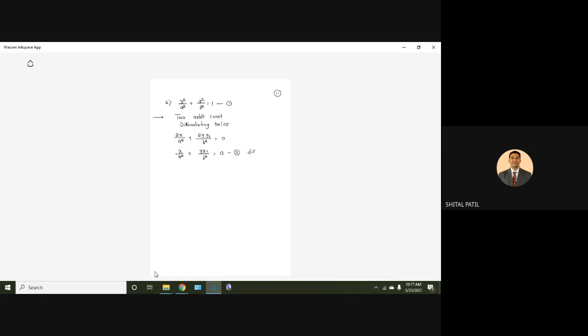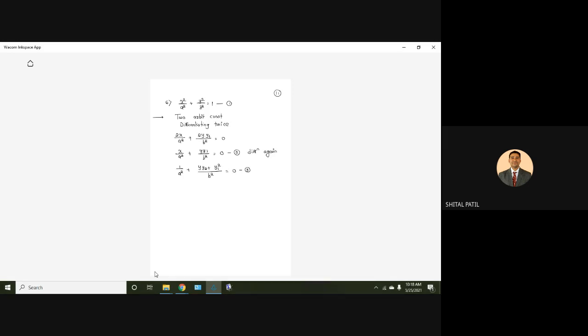Differentiate again. So the derivative of x is 1, so 1 upon a square, plus the derivative of y y1. Product rule is to be used. y as it is, the derivative of y1 is y2, plus the derivative of y is y1. Already y1 is there, so y1 square divided by b square, since 1 upon b square is constant. And the derivative of 0 is 0 only.